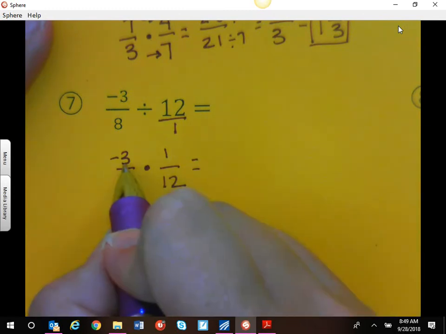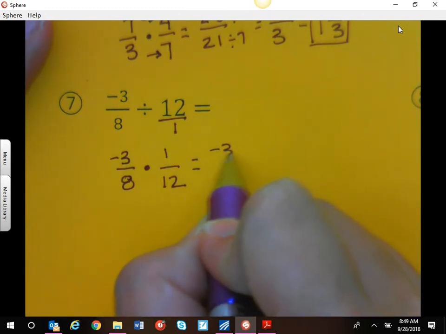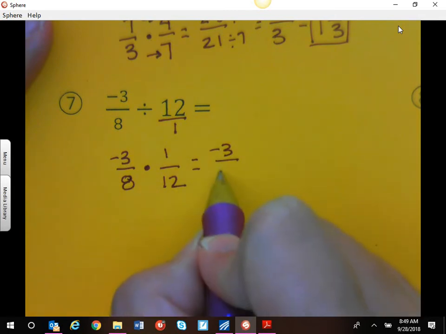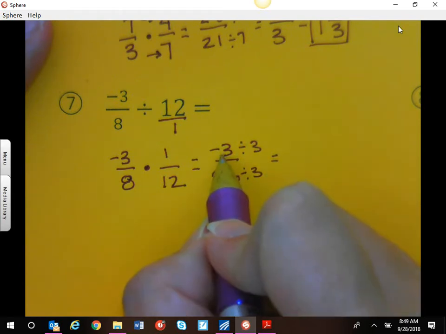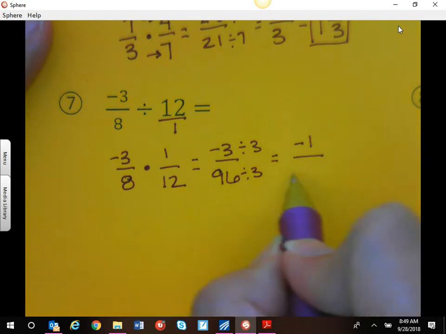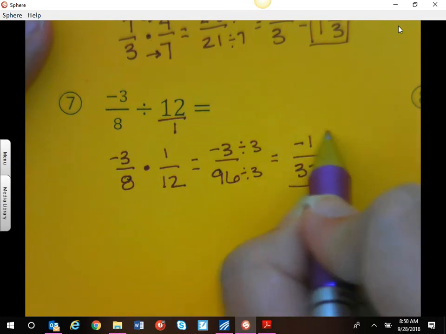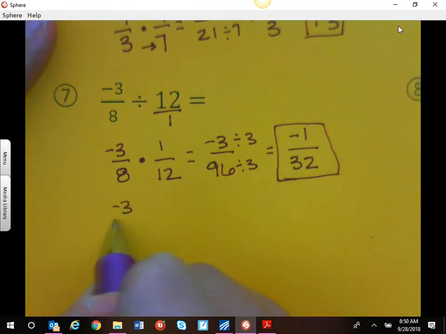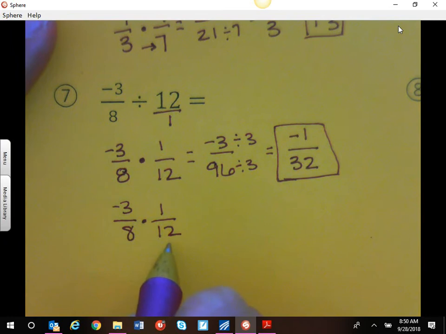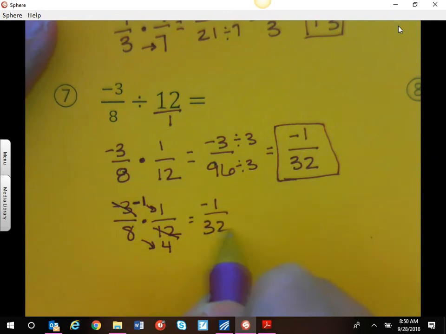Top times top. A negative times a positive is a negative. Bottom times bottom. This is actually going to simplify by 3. So we have a -1 over 32. Again, if you prefer the cross reducing, I'm going to rewrite it here for you. The 1 and the 8 do not simplify, but the 3 and the 12 do. 3 goes into 3 once. Don't forget the negative. 3 goes into 12 4 times. Top times top. Bottom times bottom. We get the same answer.